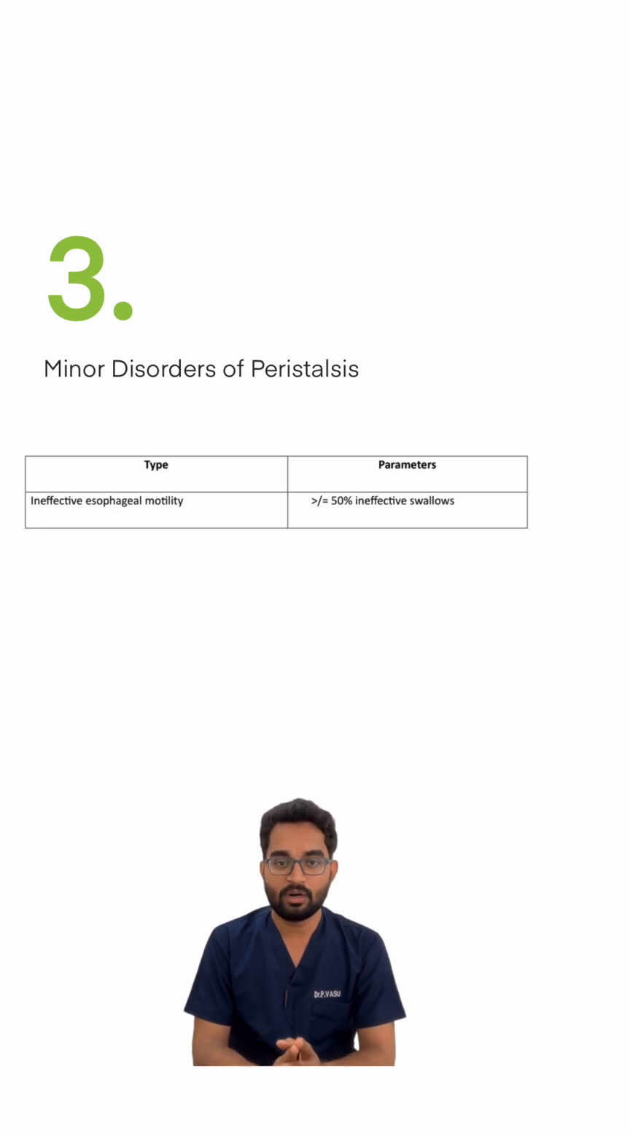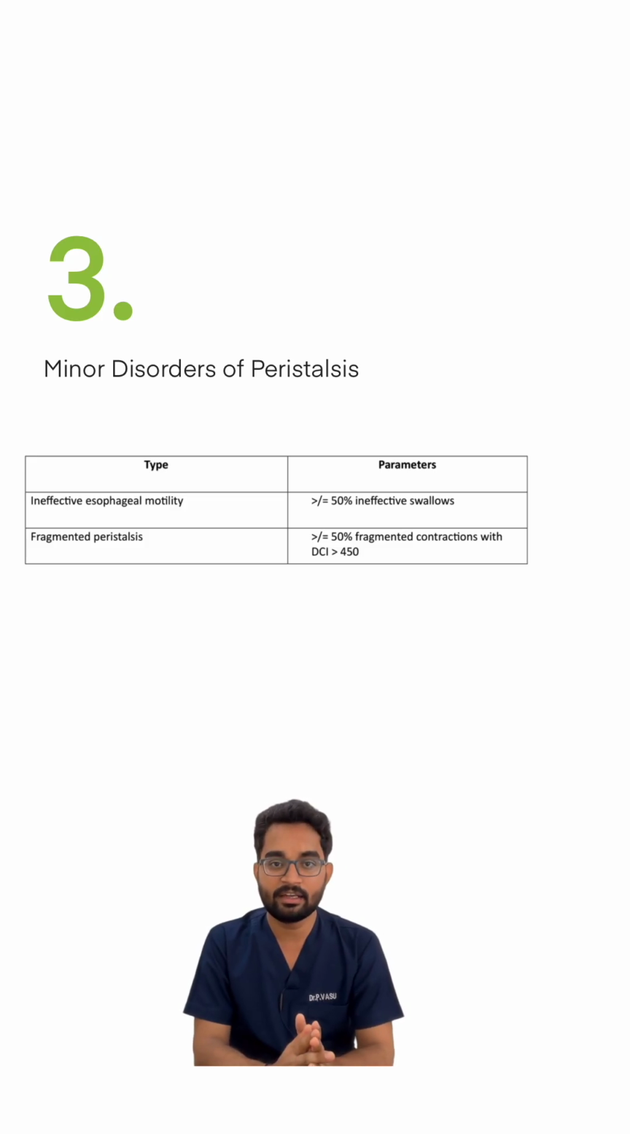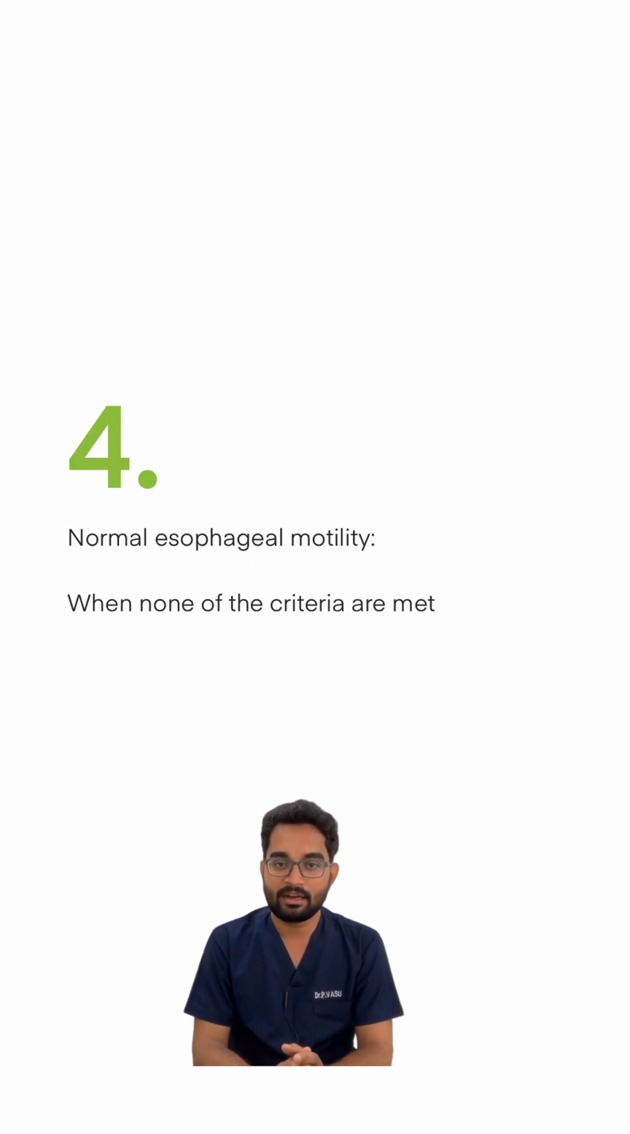The third subcategory is the minor disorders of peristalsis. In this subtype, we have 2 conditions. One is ineffective esophageal motility. In this, more than 50% of the time, there will be ineffective swallows. Next is fragmented peristalsis. In this, more than 50% of the time, there will be fragmented peristalsis with distal contractile integral more than 450. And the last subcategory is normal esophageal motility. This is where none of the above criteria are met, then the patient falls under this category.